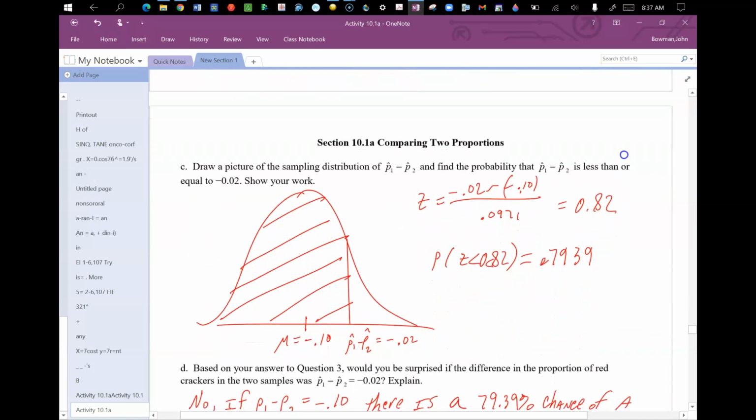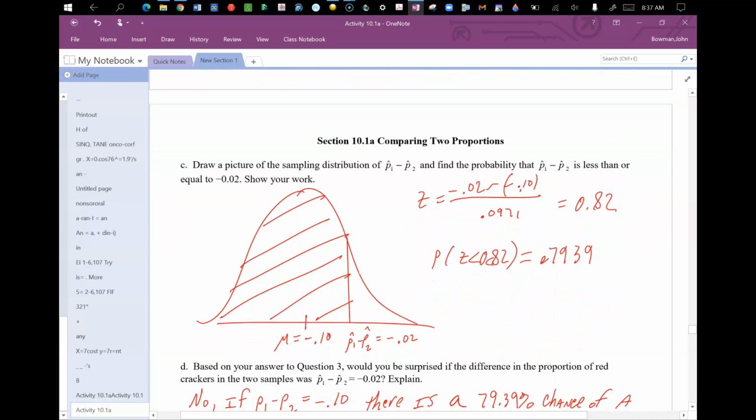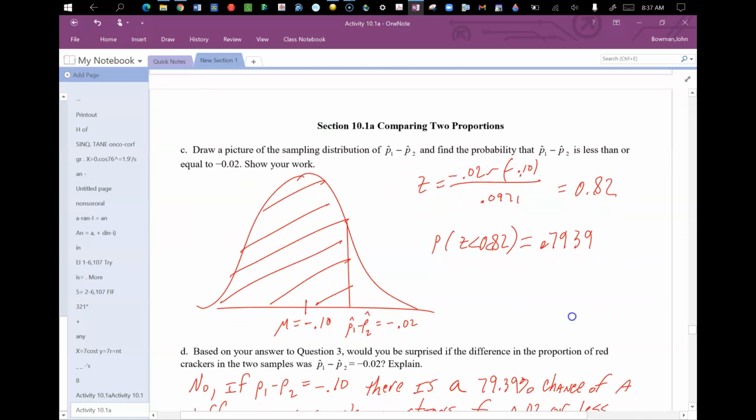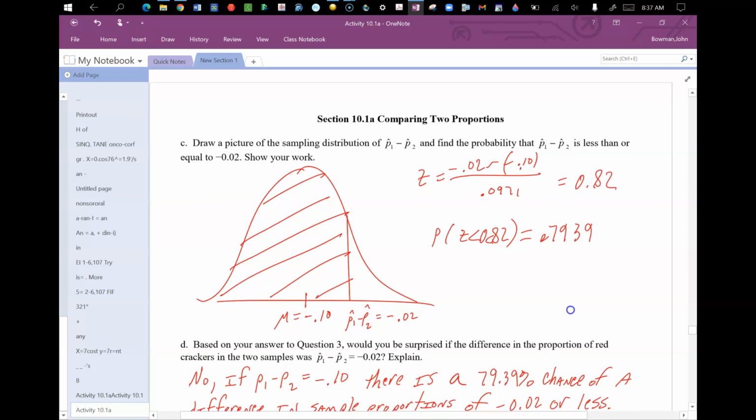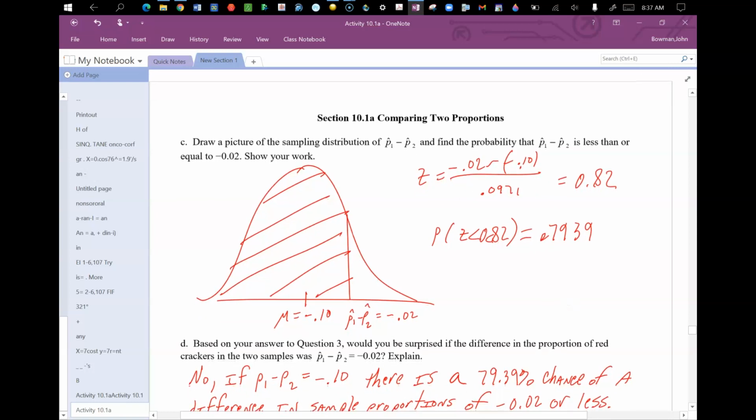So in the next part, part C, it says draw a picture of the sampling distribution of the difference of sample proportions, and find the probability that p1 hat minus p2 hat is less than or equal to negative 0.02. My work's a little bit sloppy here, but we're finding a z-score: negative 0.02 minus the mean of the sampling distribution, negative 0.10. Be careful, you are subtracting a negative there. Divide by the standard deviation, and you get a z-score of positive 0.82.